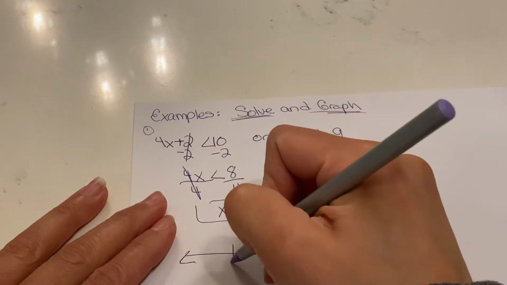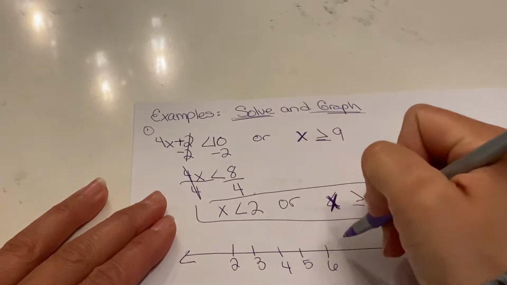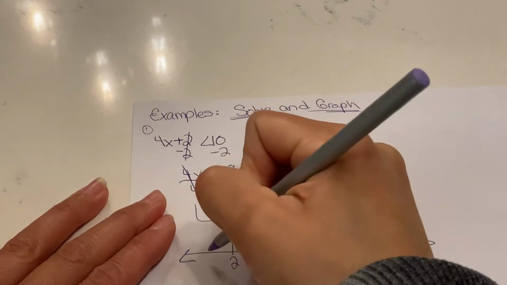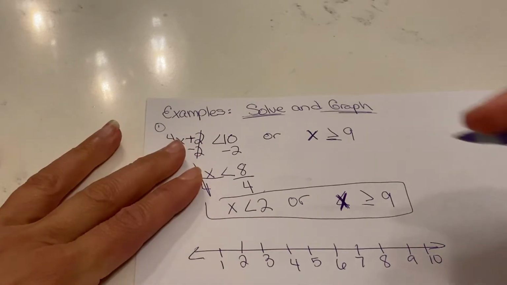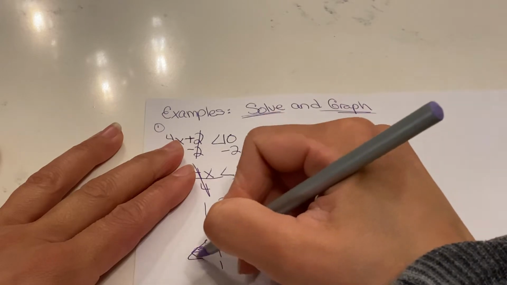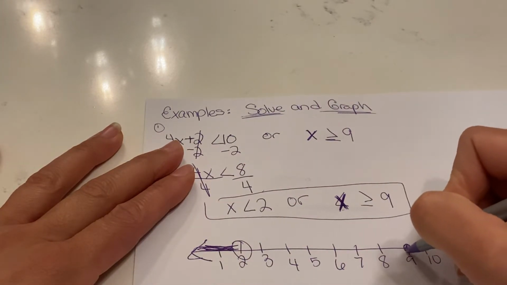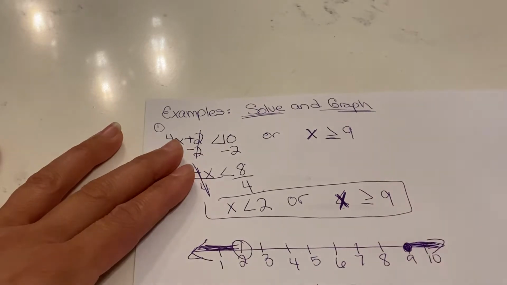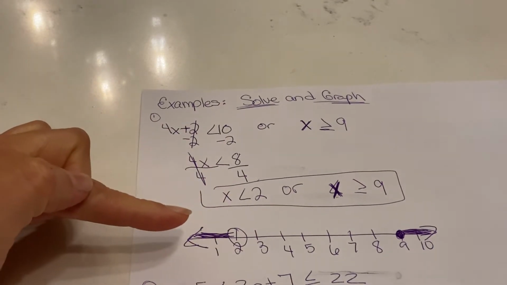So I'm going to label my graph, okay? This is why I told you that it's very important that you know how to label the number line, okay? So let's go. So this says x is less than 2. Open circle, got to graph to the left. Here says x is greater or equal to 9, closed circle, and is greater, so I gotta go to the right. So my full complete answer is this and my graph.